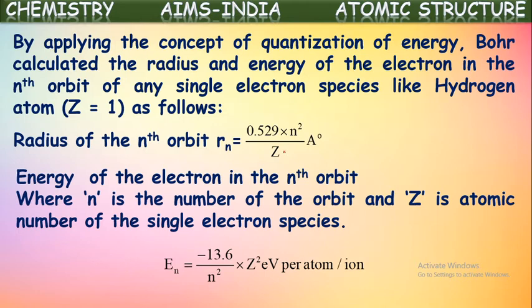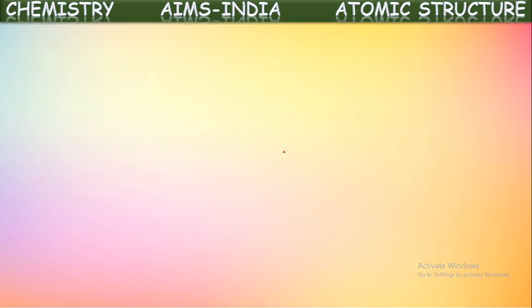Radius can be calculated by using the formula Rn is equal to 0.529 into n square by Z in angstroms, whereas the energy can be calculated by using the formula minus 13.6 into Z square by n square electron volts. Okay, these are the formulas given by Niels Bohr.